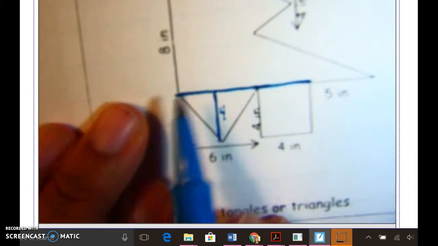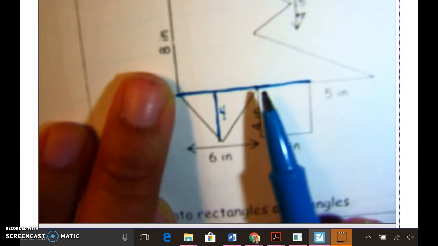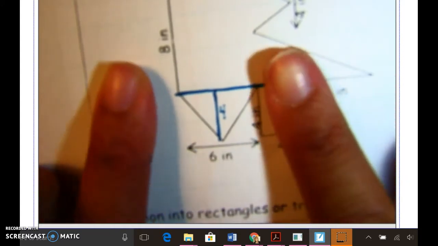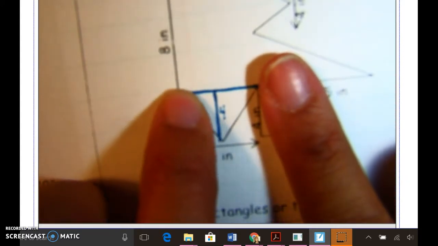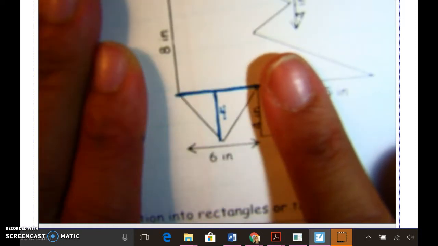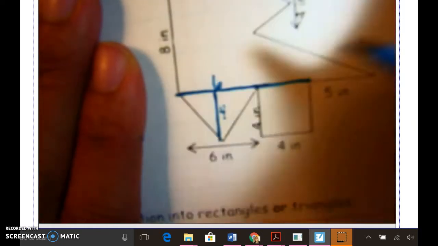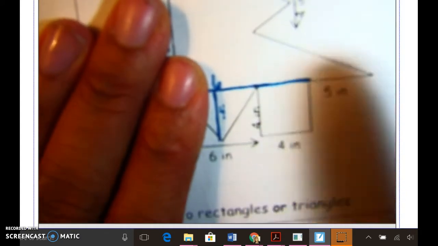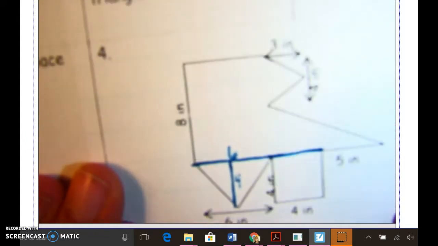What is the base? What is the distance from here to here? Well, look, there's an arrow pointing from each end of the triangle, and it's telling me that this is 6. So you have your base and your height of your triangle. You can use these two numbers to find this area. Okay, we're making some progress.